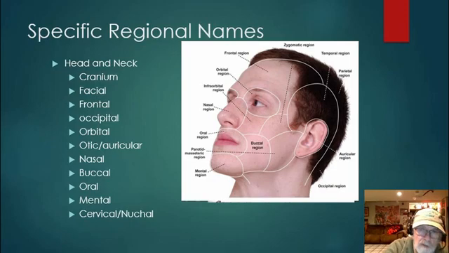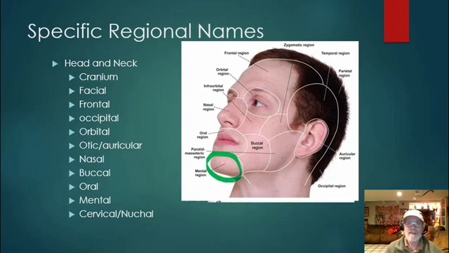Next one is mental. Now, with mental, people will think it has to do with the brain. It doesn't. The mental region is this area right down here, the chin. The tip of the chin is called the mental region. There's a little muscle at the bottom of the chin called the mentalis muscle in the mental region. So that's mental right there.